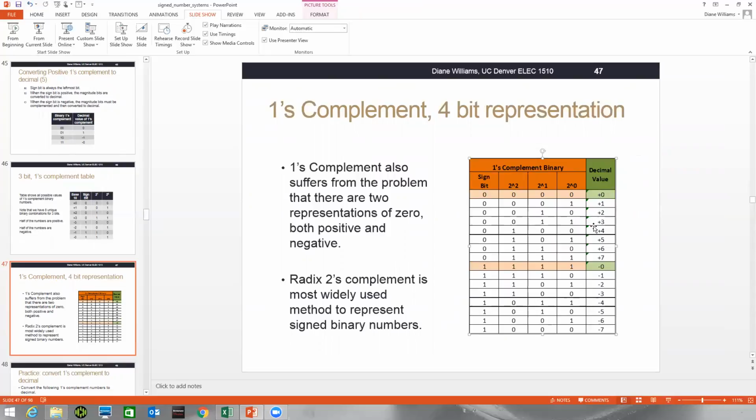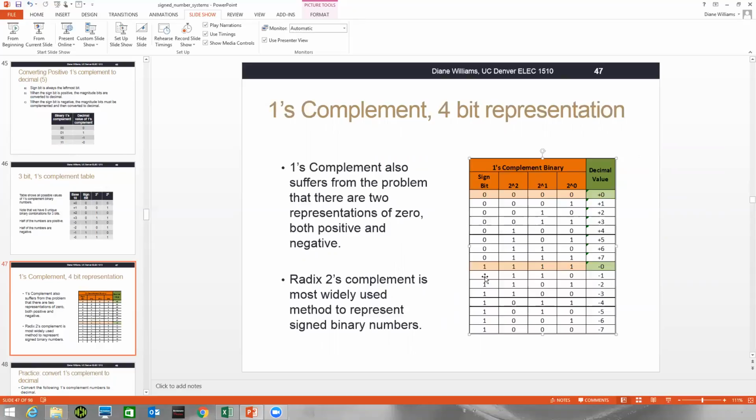We can calculate the decimal value of all of these. Notice here the sign bit was 0, so I know that these are all positive, so I can simply take the magnitude. This will be plus 0, plus 1, plus 2, plus 3, plus 4, plus 5, plus 6, plus 7. Right, that's where all of those came from.